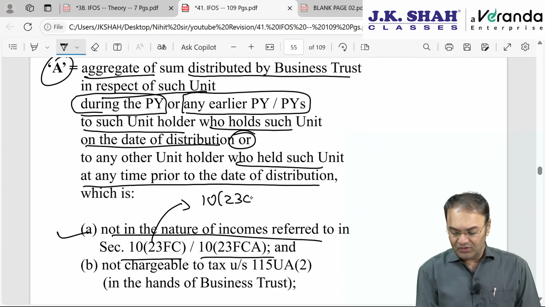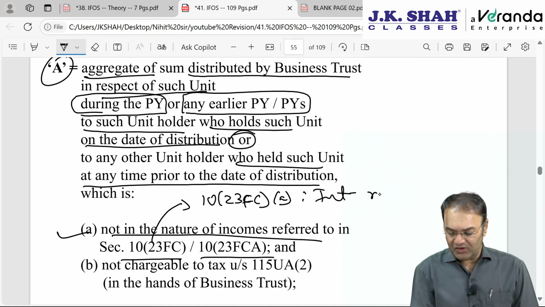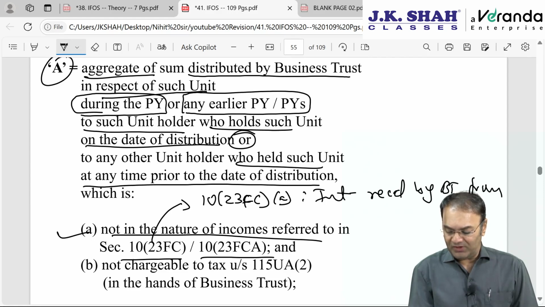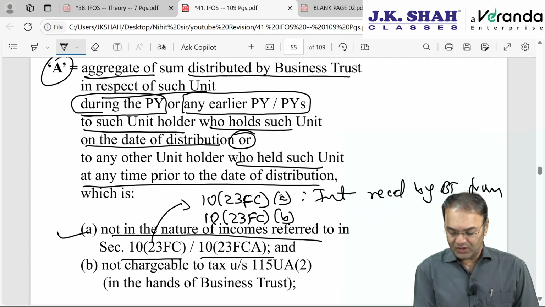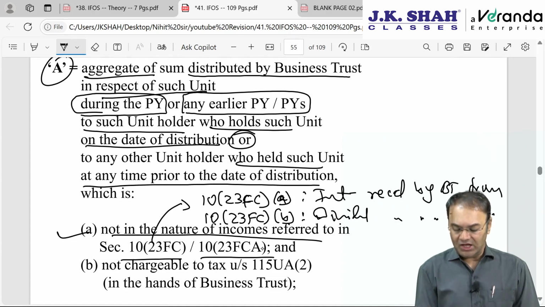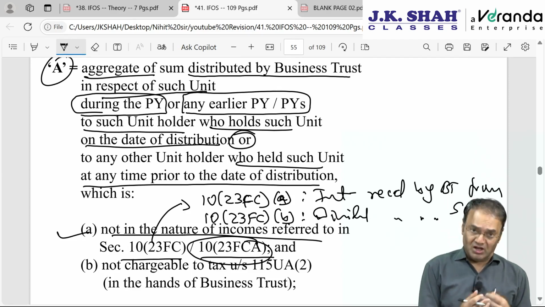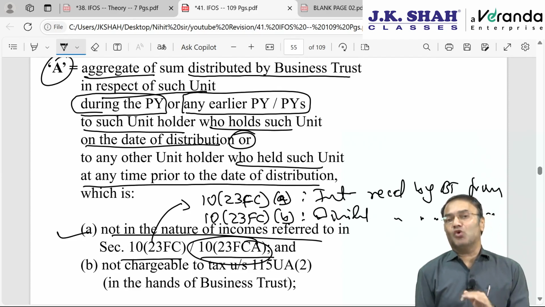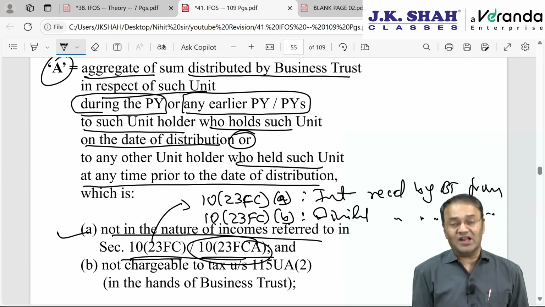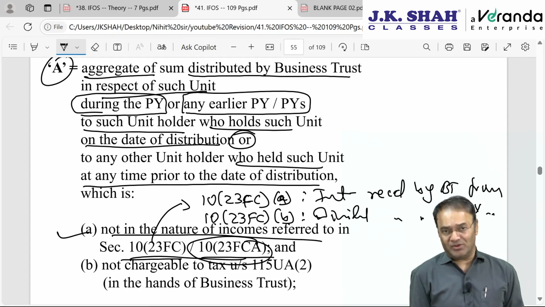10(23FC) subclause A means interest received by the business trust from the SPV, special purpose vehicle, and 10(23FC) subclause B, there are two subclauses to section 10(23FC), means dividend received by the business trust from the SPV. And 10(23FCA) means rental income received from letting out of real estate assets which are directly owned by the business trust. These two items are exempt in the hands of the business trust and are taxable for the unit holder.